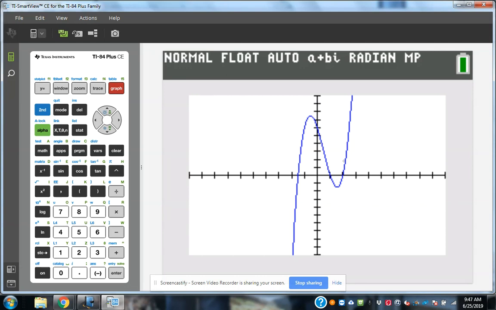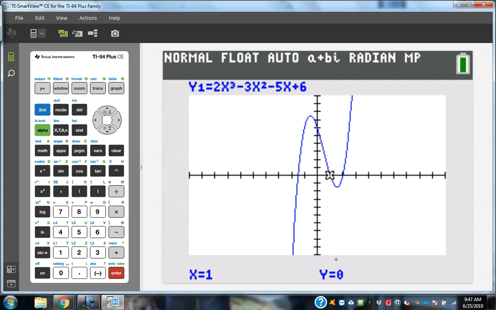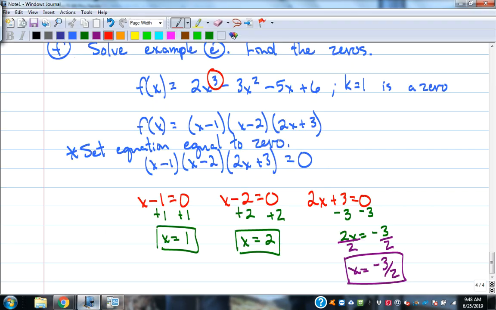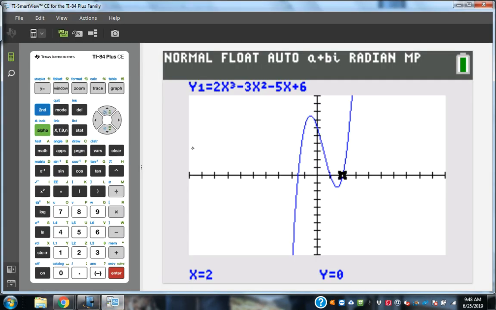Where are they? Where's it crossing? Well, right here at this spot. I don't know if you can see my mouse running around there. That's at positive 1. If I hit trace and 1, I get a y value of 0. That's a 0 of the polynomial. One of my answers was 1, right? One of the other answers was 2. So if I trace 2, hey, there's y equals 0. That's another answer. That third answer that I got was negative 3 over 2. That looks like what this is on the left there. I'm going to hit trace, negative 3 over 2, enter. Hey, what do you know? It is.